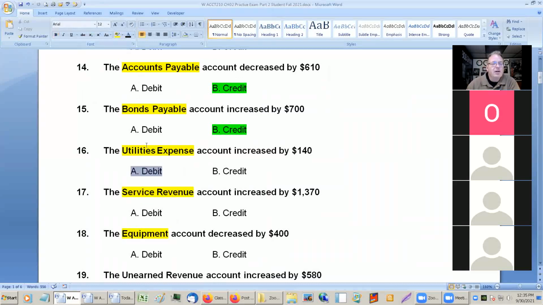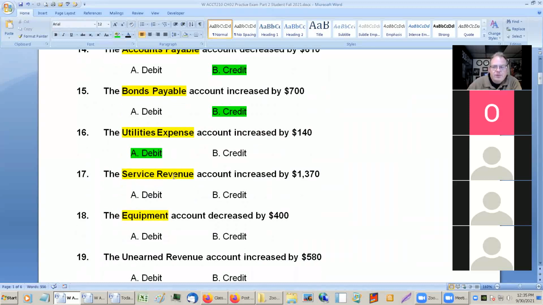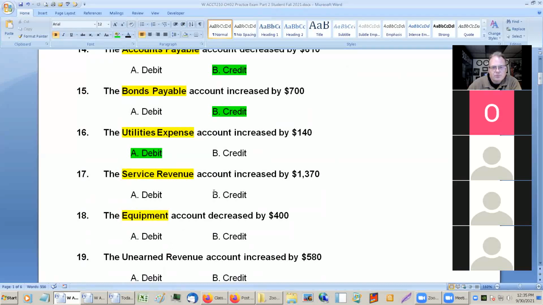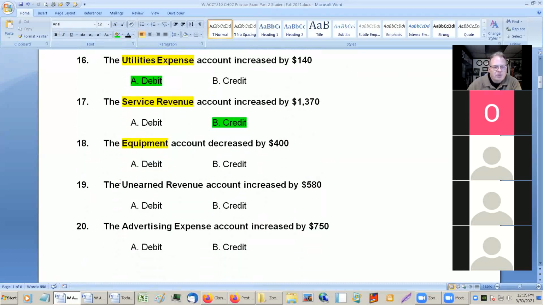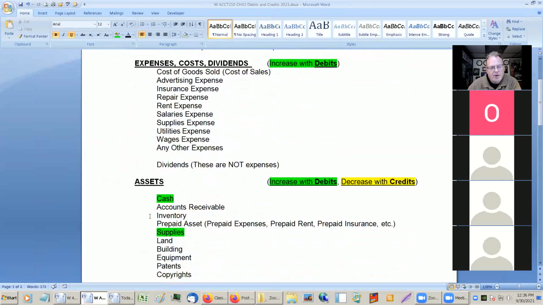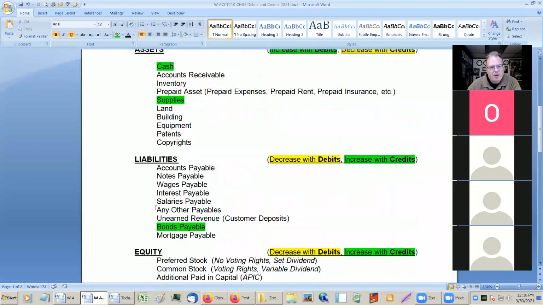Okay, so I almost did it wrong. After that lengthy explanation, I almost did it wrong. Revenue. Revenues are always credit. Ooh, tricky one, unearned revenue. Increased by 580. Credit. Yeah, unearned revenue increase, so it's a liability and it's going to increase with a credit.